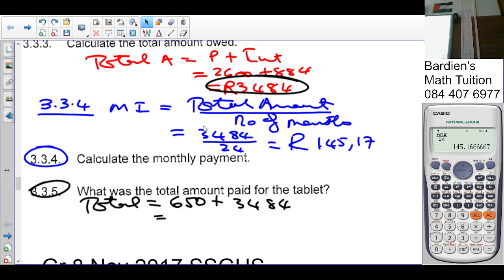I was wondering, why does he want to buy the school tablet? Okay, 650 plus 3,484 gives us 4,134.